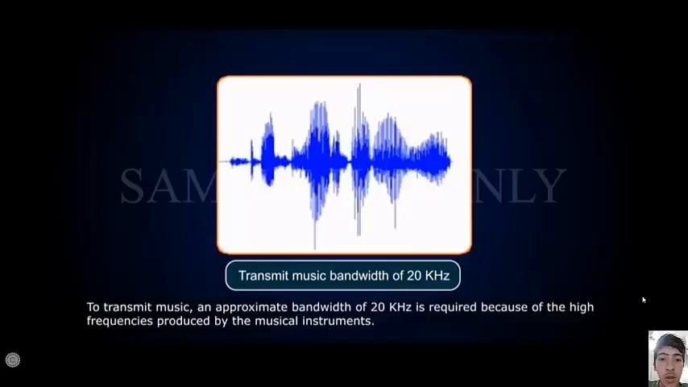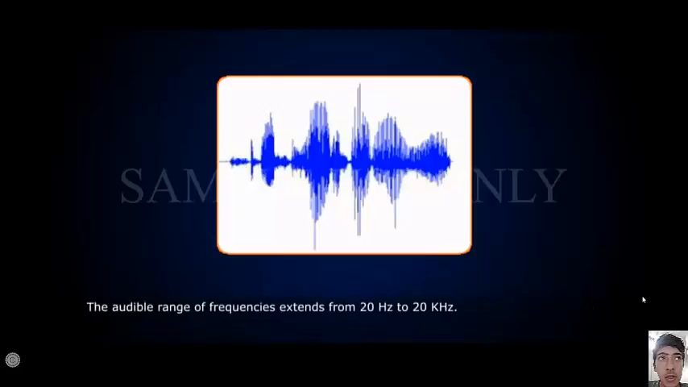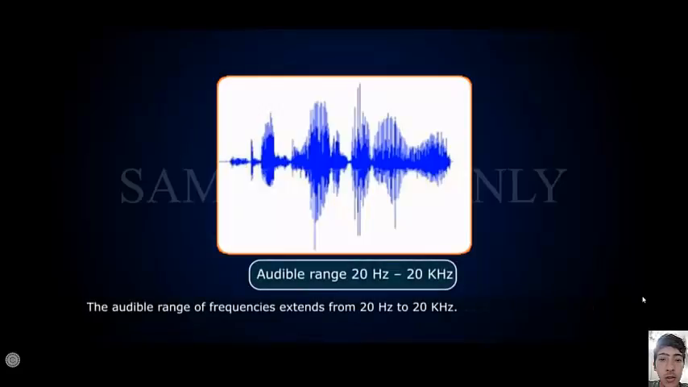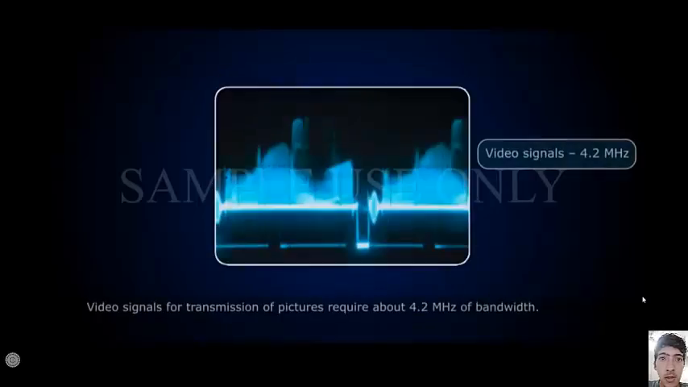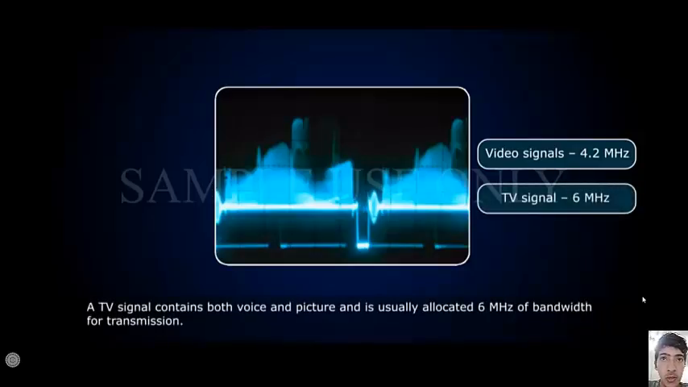To transmit music, an approximate bandwidth of 20 kHz is required because of the high frequencies produced by the musical instruments. The audible range of frequencies extends from 20 Hz to 20 kHz. Video signals for transmission of pictures require about 4.2 MHz of bandwidth. A TV signal contains both voice and picture and is usually allocated 6 MHz of bandwidth for transmission.